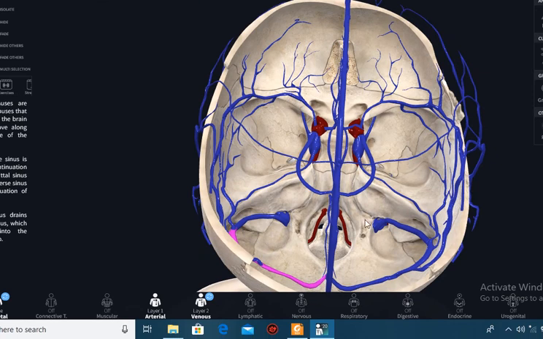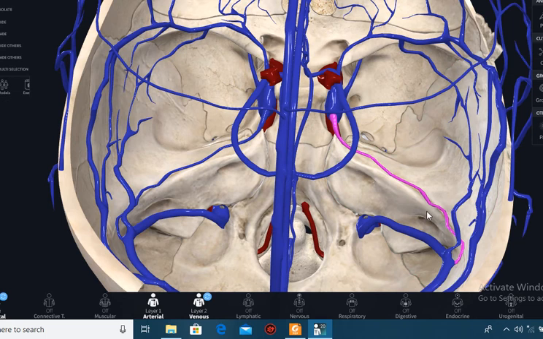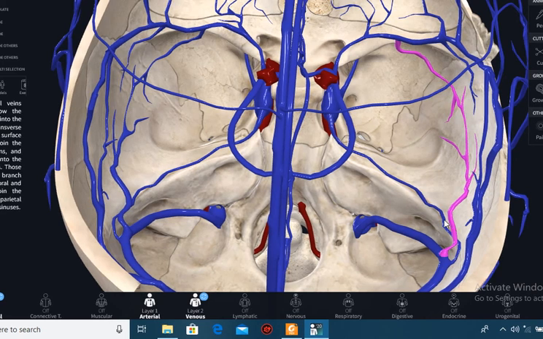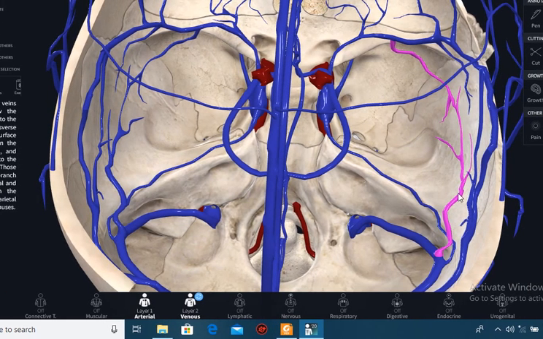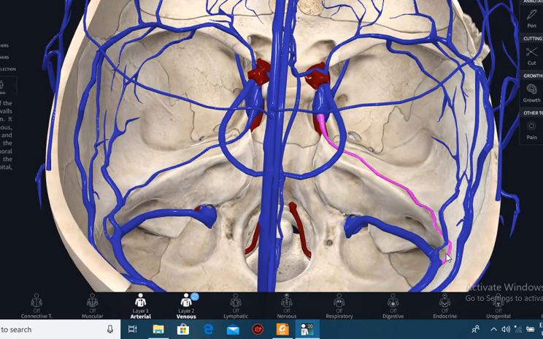These are the transverse sinuses here. And these veins here are going to be the petrous veins because they are close to the petrous bone. So we have the superior petrous vein here. This is the superior petrous vein, and this other one here is going to be the inferior cerebral vein. This is the inferior cerebral vein. This is the superior petrous vein, and all of them are going to drain into the transverse sinus.